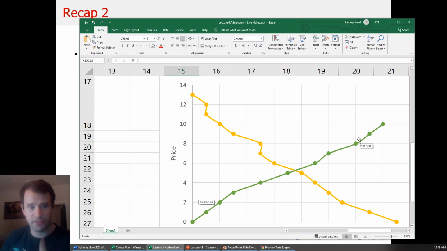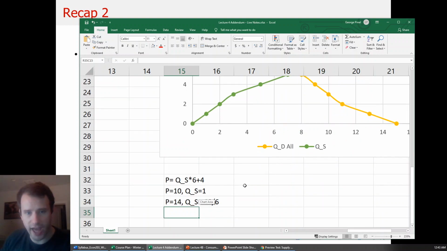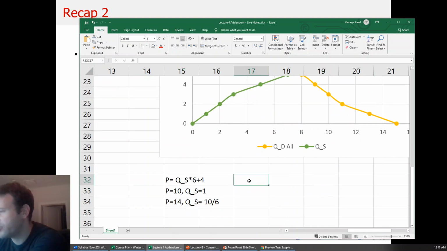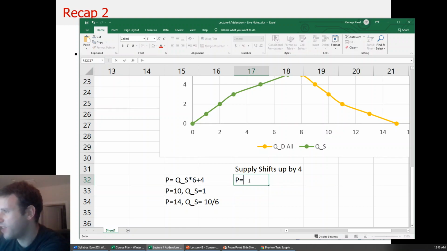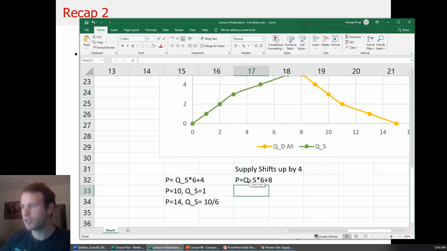But there's another case, the case where for every price, my supply is changed. So for instance, let's say supply shifts up by 4. What will the new supply graph look like? Well, it would be a change in the underlying relationship. So P is now equal to QS times 6 plus 8. This graph has shifted up by 4.